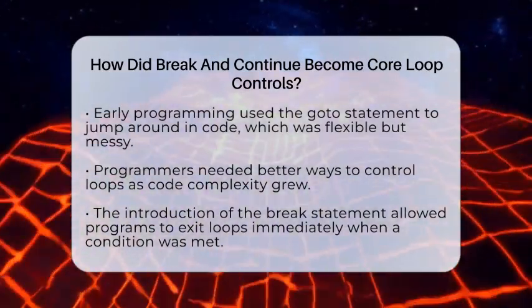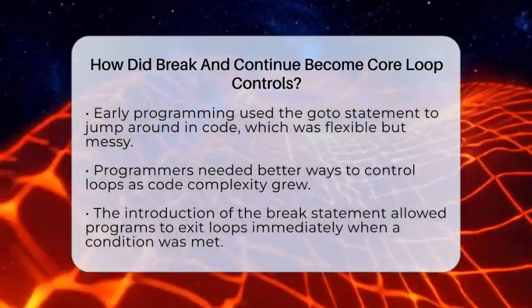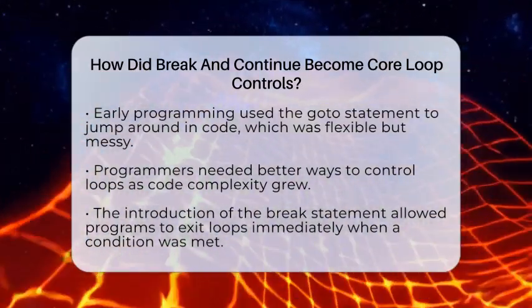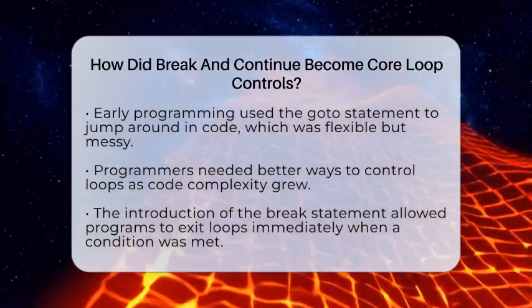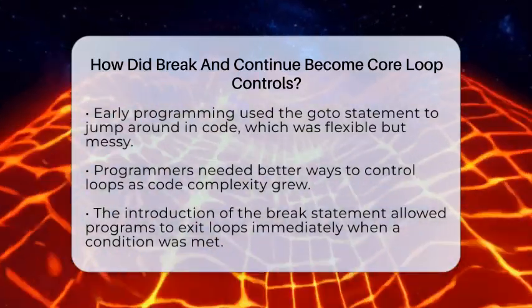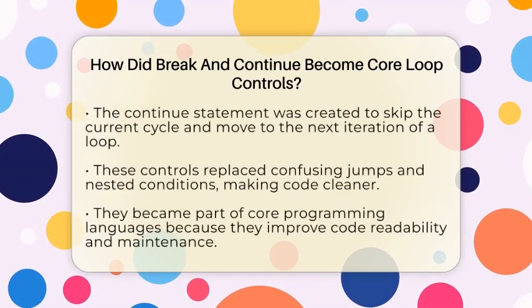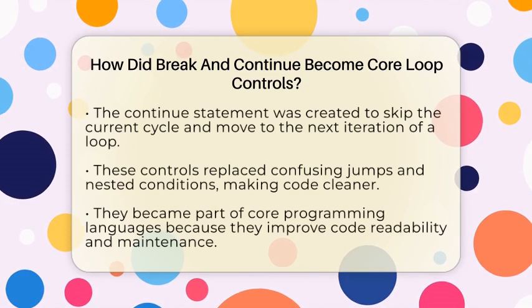Well, early programmers used the go-to statement to jump around in code. It was flexible but messy, making programs hard to read and fix. As programming evolved, language creators wanted safer, clearer ways to manage loops. They introduced break to stop a loop as soon as a condition was met.